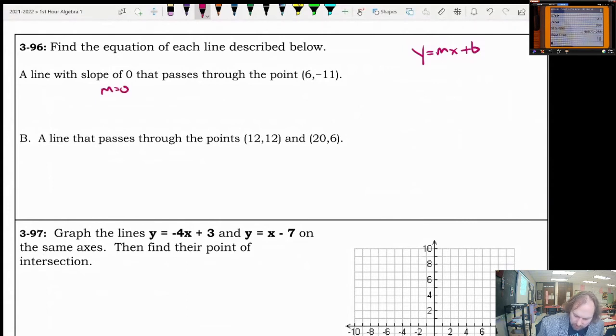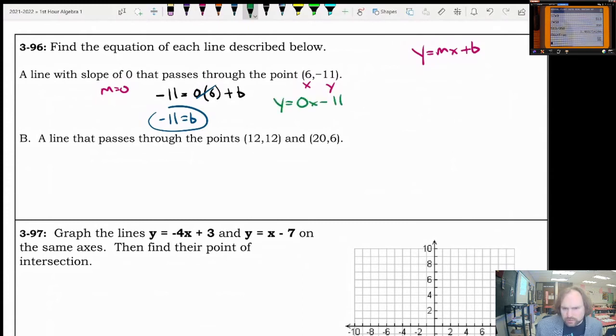And it means that it has to go through the point (6, -11). So if I was going to put all this information into mx plus b, I would get -11 equals 0 times x plus b. And that means that b, since 0 times 6 doesn't really matter, b is -11. And so your equation ends up being y equals 0x minus 11, which we would never write. We would write y equals -11. And that's it to do. Simple. I mean, a horizontal line that goes through -11 is all you need to know there.